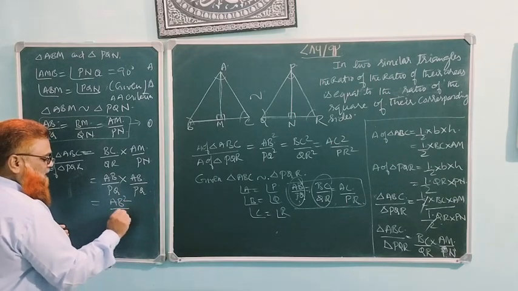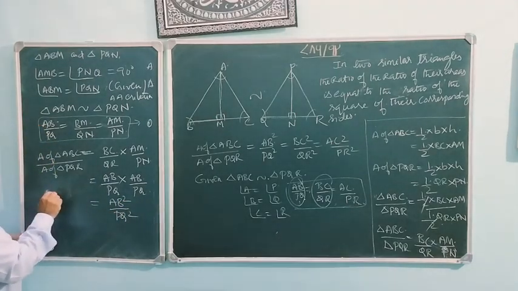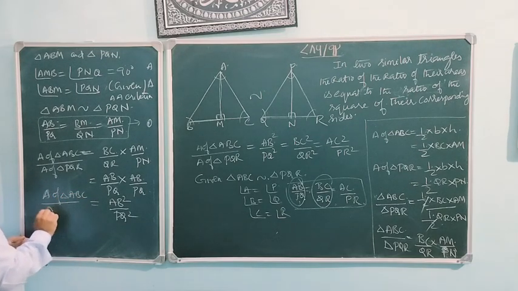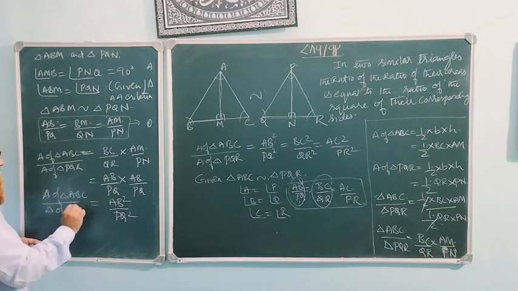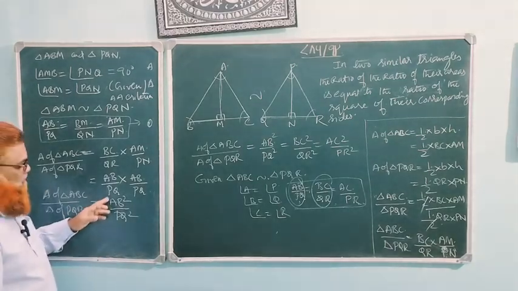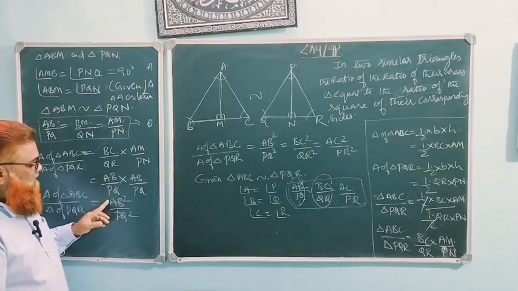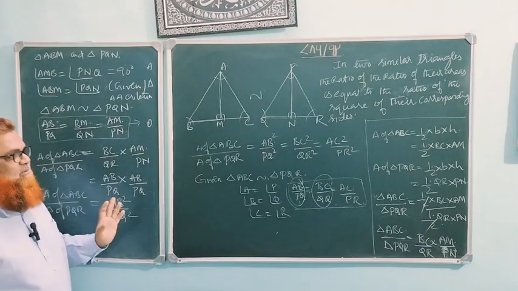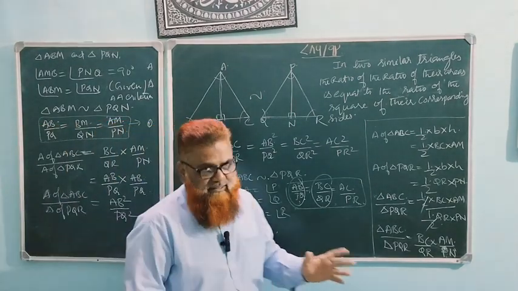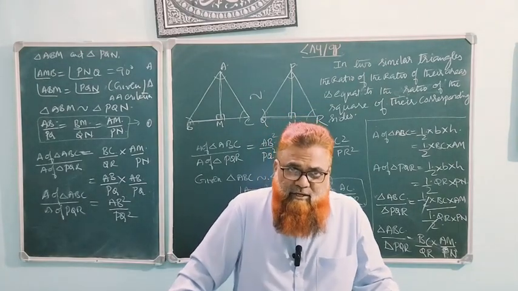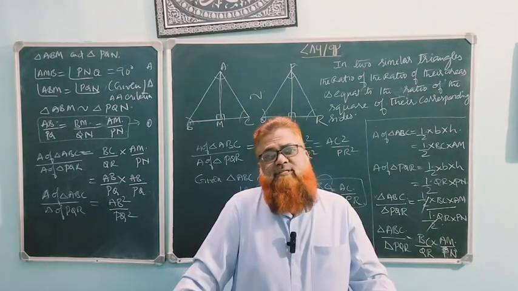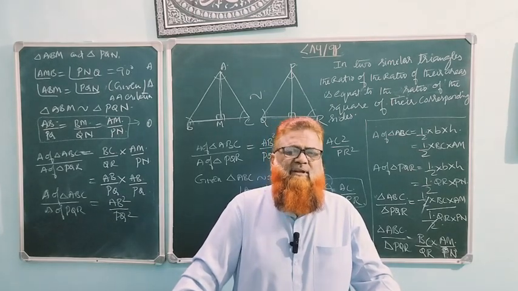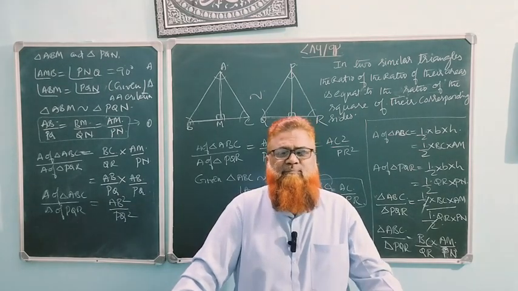If I write AB by PQ into AB by PQ, what do I get? AB square by PQ square, which is equal to the area of triangle ABC by the area of triangle PQR. The ratio is equal to the ratio of the squares of their corresponding sides. This is a simple way that I tried to make you understand, in a very common understanding way.